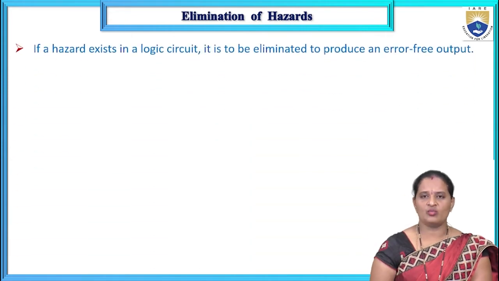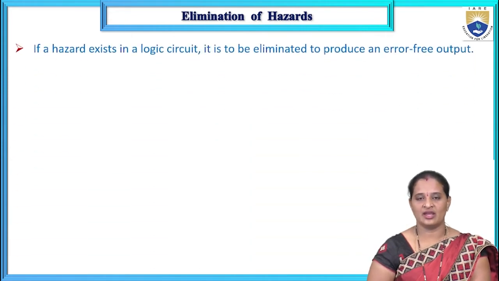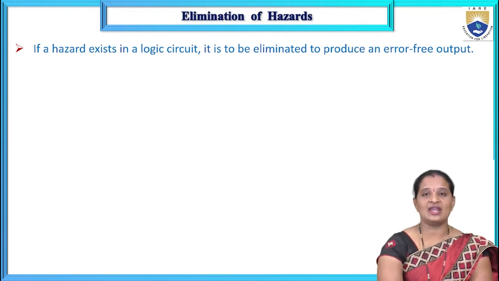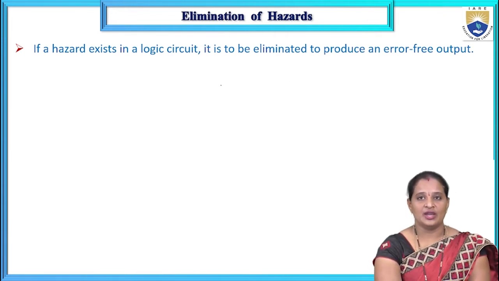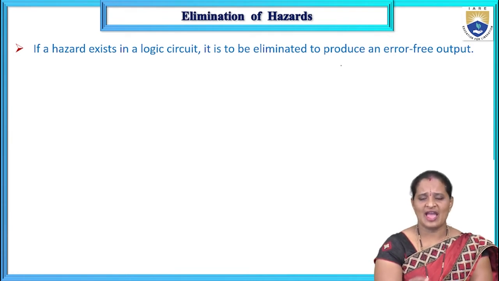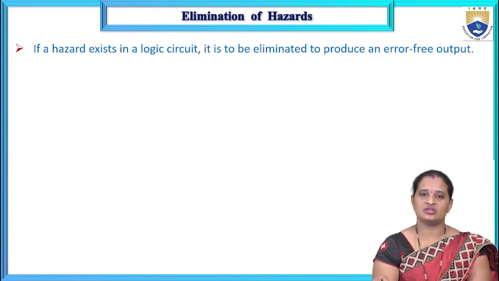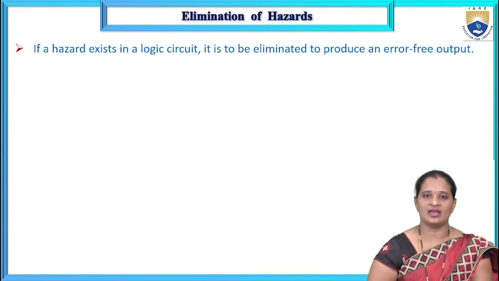Right? So now we have detected that a hazard is there in that circuit. Now, how to eliminate that hazard? If a hazard exists in a circuit, it has to be eliminated to produce an error-free output. Actually, I don't want my output to go to logic 1. It has to stay at logic 0. I should eliminate that error.